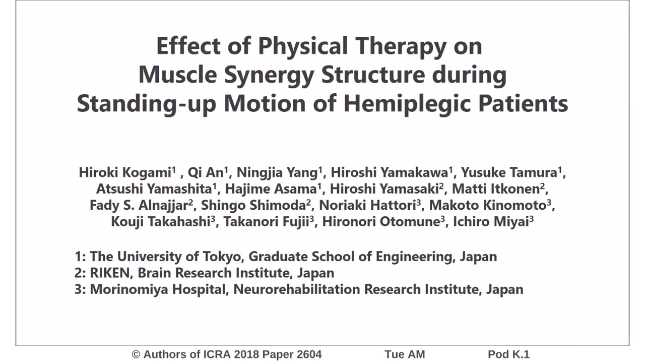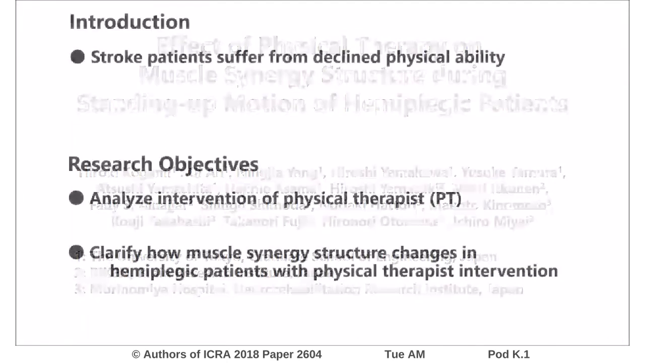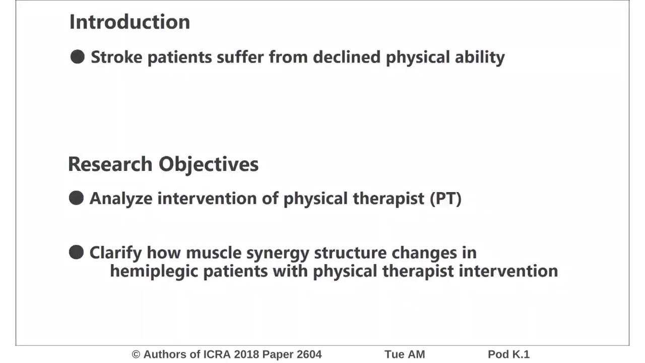I will introduce my research. Many stroke patients have suffered from declined physical ability. Our research has 2 objectives. We analyze intervention of physical therapists, and clarify how muscle synergy structure changes in hemiplegic patients with physical therapist intervention.